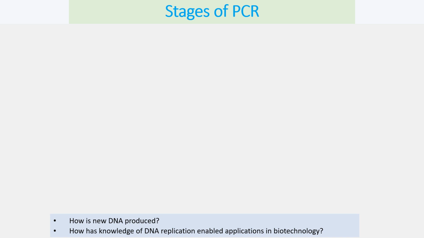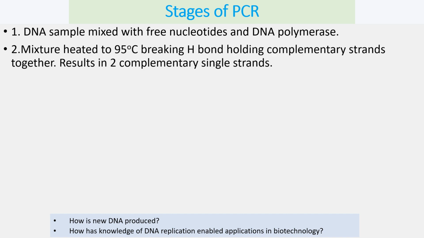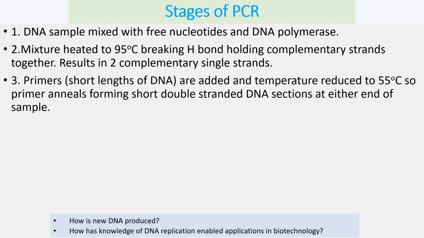So if you're asked to describe PCR, these are the stages. Number one, the DNA sample is mixed with free nucleotides and DNA polymerase. Number two, it is heated to 95 degrees, breaking the hydrogen bonds holding the complementary strands together, giving you two complementary single strands of DNA. Number three, the primers are added, which are short lengths of DNA, and the temperature is reduced to 55 degrees, so they will attach and anneal to complementary base pairs, forming a short double-stranded section at either end of the sample.